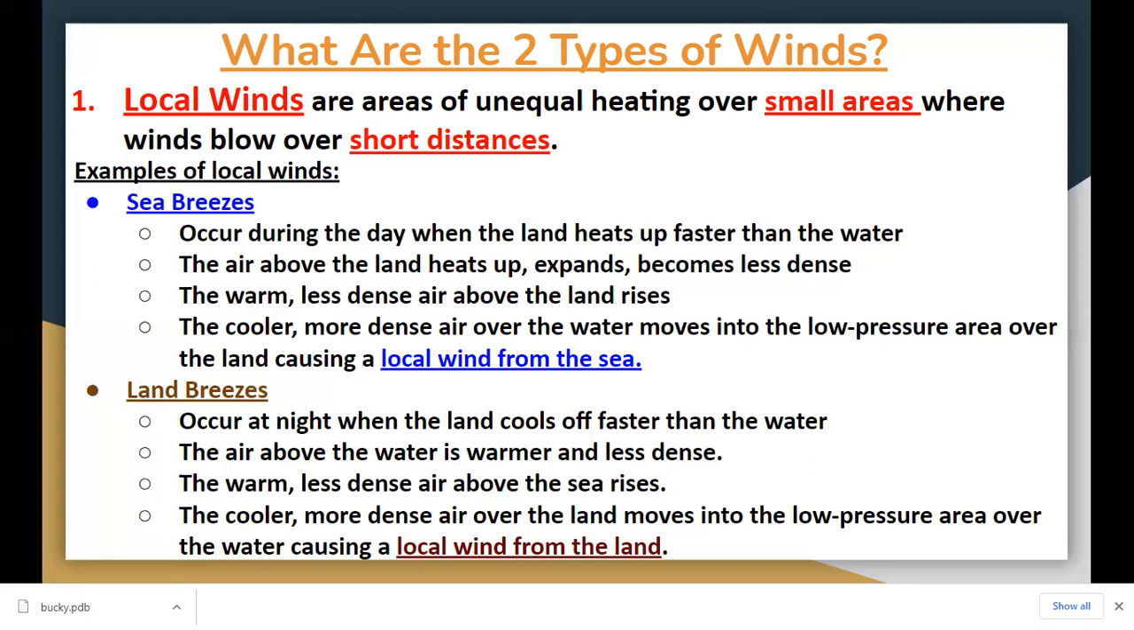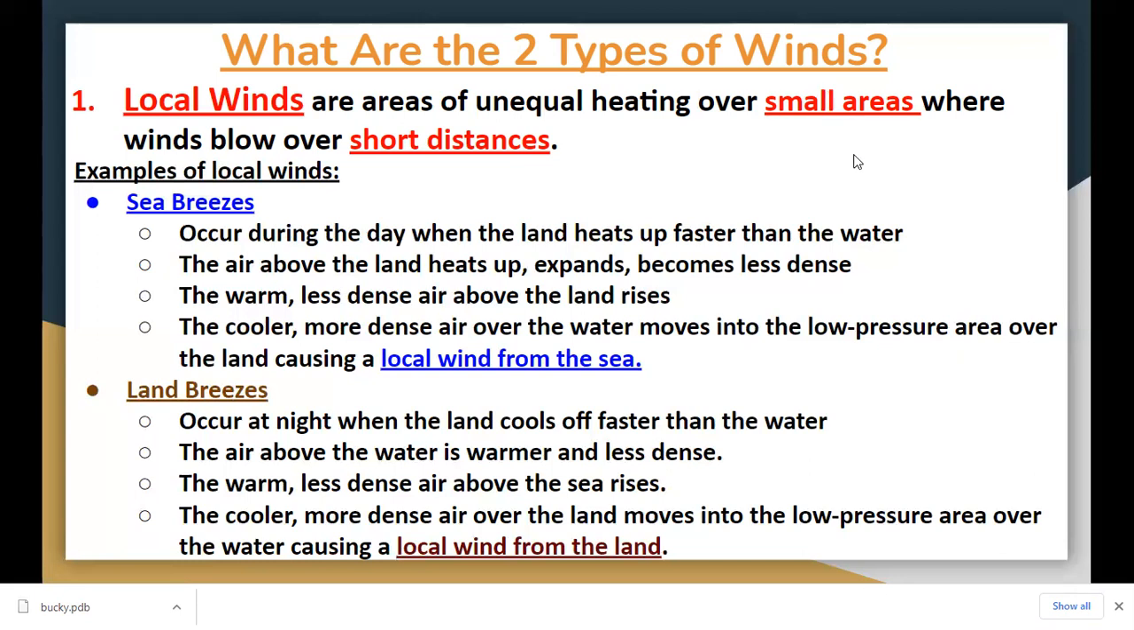the land cools off faster than the water. So the air over the water is still going to be warmer than the air over the land. So now the air above the water is going to be warmer and less dense. And so the air above the land, which is more dense and cooler, is going to move into the low pressure area over the water. This will cause a local wind to blow from the land. So if you're near the sea or a big lake at night, the local wind is going to go towards the sea instead of towards the land.